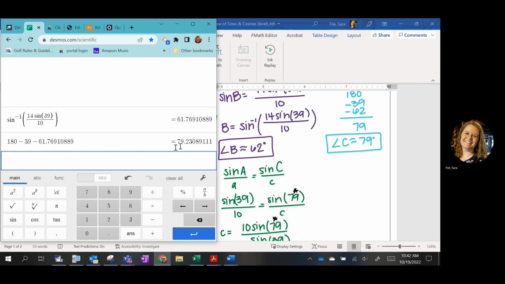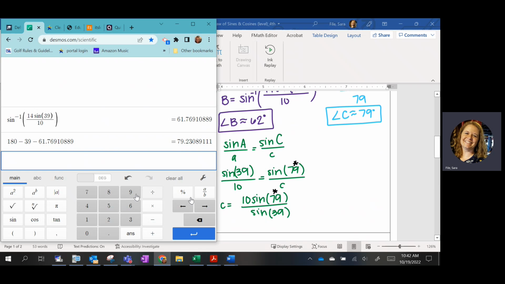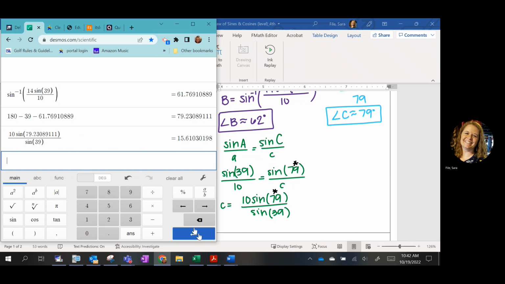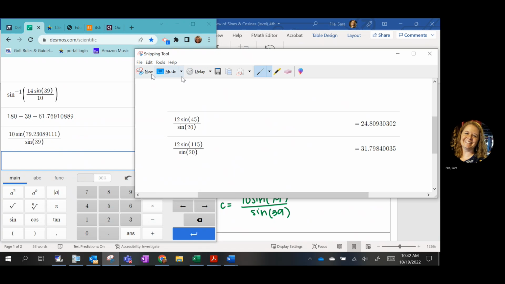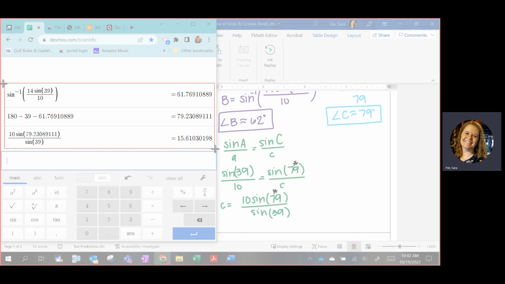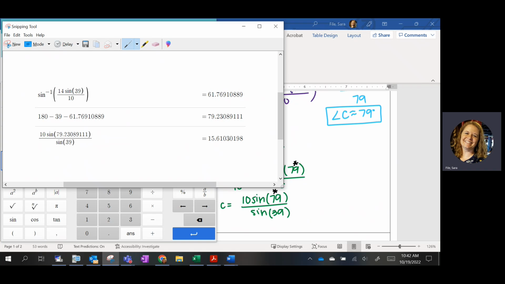Okay. So now I'm going to type in 10 times sine of this entire number. I'm going to copy and paste that. Divided by sine of 39. Copy this over for our notes.